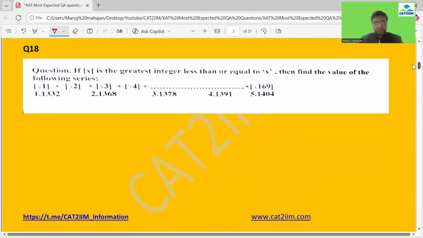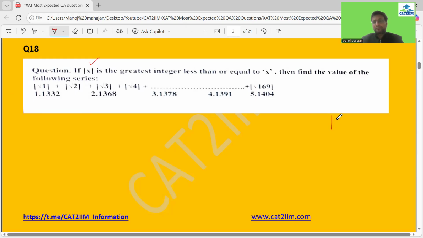Okay. Such a question also you can expect in the XAT paper. So what is given is the greatest integer less than or equal to x, the symbol out here. Find the value of the following series. So they've used the symbol for the greatest integer less than or equal to x. So you should know the definition of it.